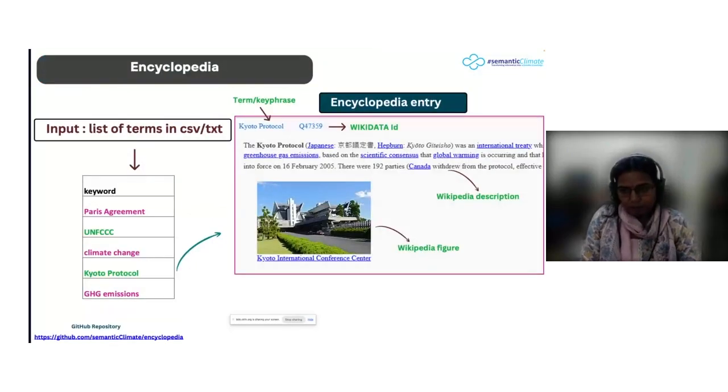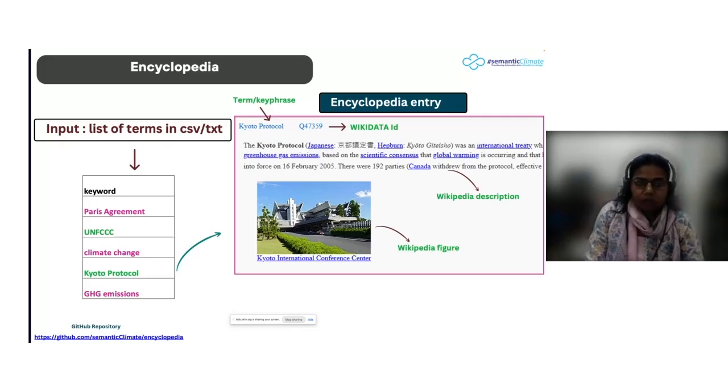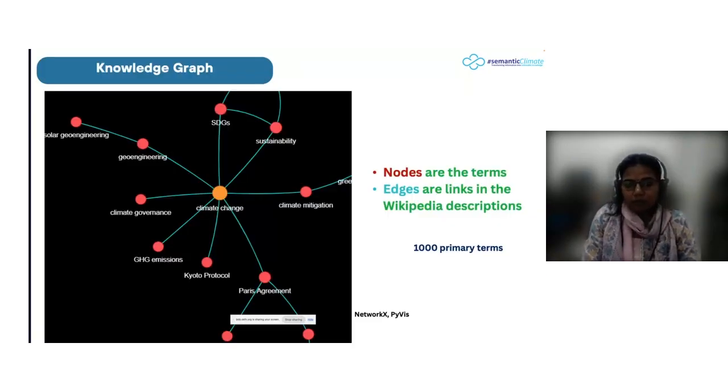the Wikipedia, and also the images to better understand what the term is, and we are also getting the Wikidata ID for connecting to the knowledge graph. So we are also visualizing the results in the form of a knowledge graph. Here I have taken the first few words to create the knowledge graph, like climate change. Climate is connected to the SDGs and the sustainable goals and the climate mitigations and Paris Agreement.